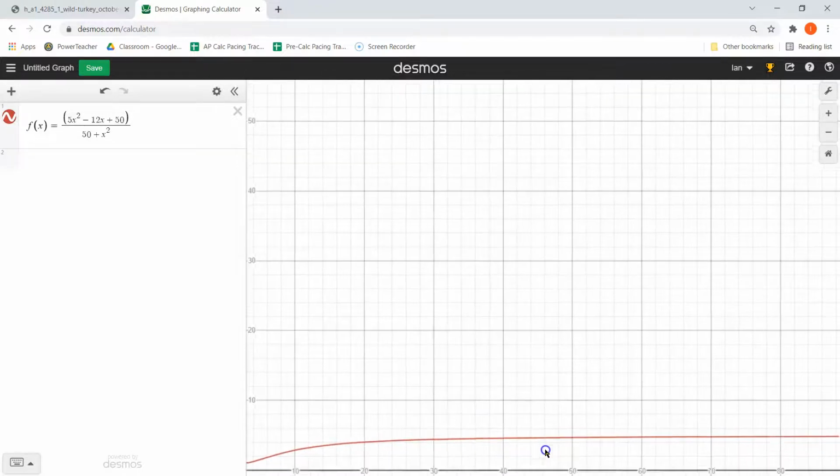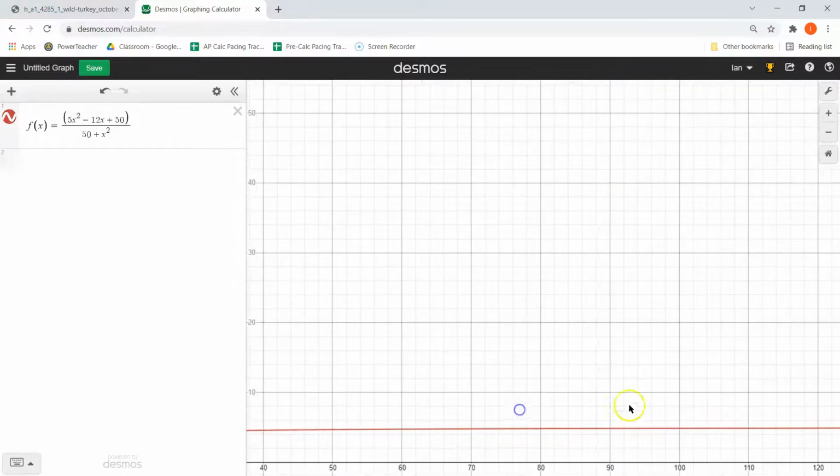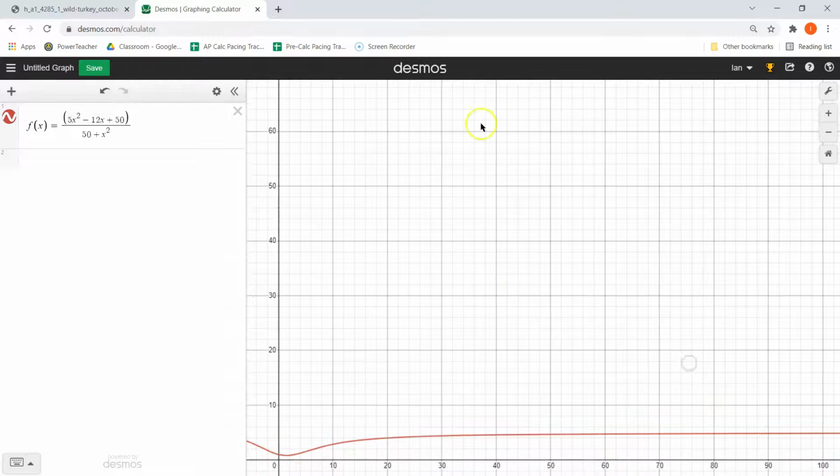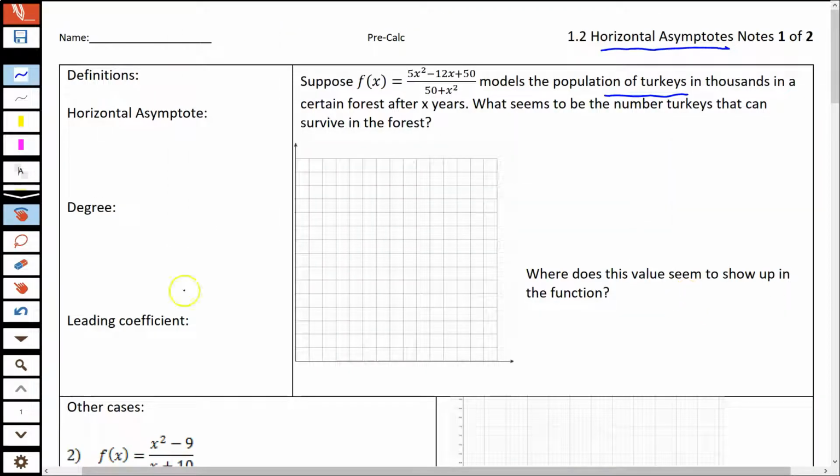And as time goes on, notice no matter how far I scroll to the right, we're kind of leveling off, right? And my y values are slowly getting bigger, but they're really just getting closer and closer to 5, right? So let's take a second to sketch that on our little graph in our notes, right? So we have what seems to be what we'll call a horizontal asymptote at 5, right? So I'm going to draw that in first, y equals 5.